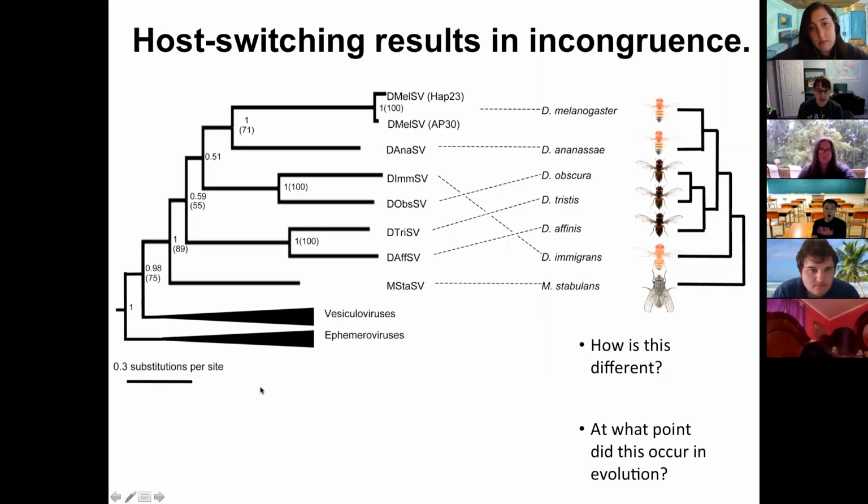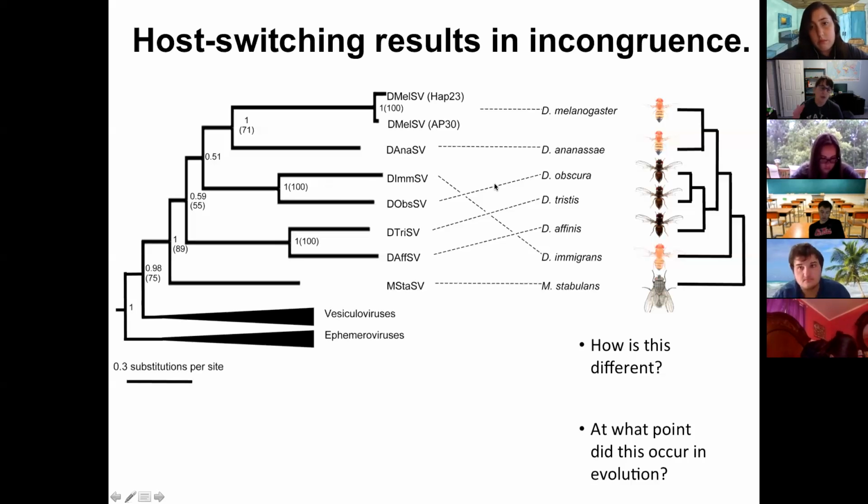And so in this case, it's the simplest phylogeny I could find of host switching, and it's in Drosophila. So Drosophila have their own viruses. You see the Drosophila phylogeny on the right, and the names of the Drosophila are right here. You can see that some of these viruses correspond to the phylogeny, but some of them do not. So the virus that occurs in D. immigrans seems to have jumped from a different virus that it's not most closely related to its host.